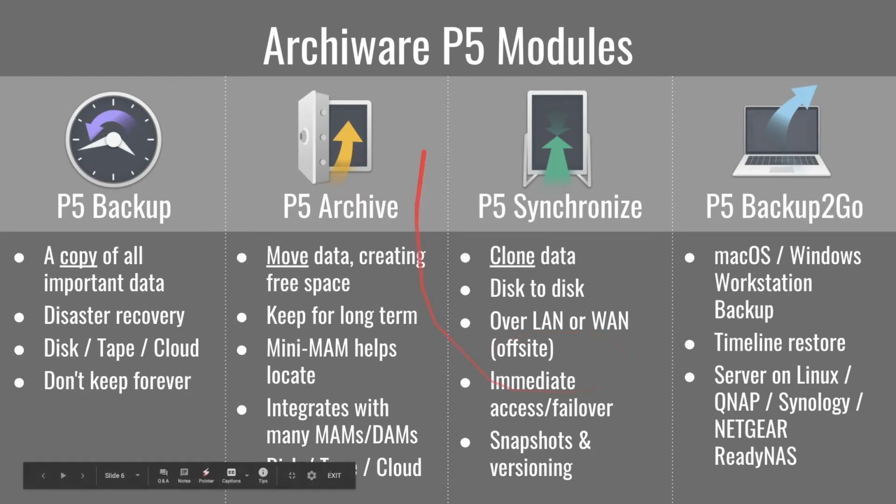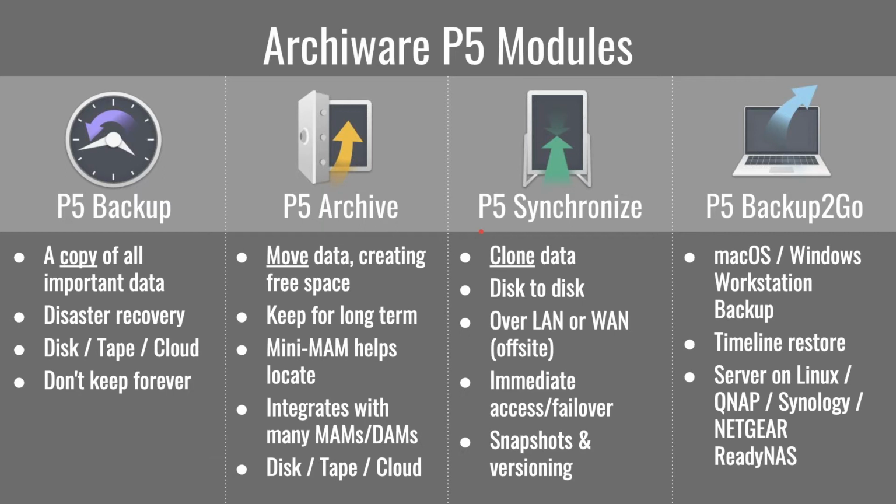So in addition to P5 Archive, we have just briefly P5 Synchronize, which is a cloning or replication tool which can pick up data from one host and storage and make a copy of that data to another place, maybe a server located at a different location over the IP network. It can create snapshots and versions and basically gives you a disk-to-disk copy of important data so that it can be used as a backup effectively. Backup to Go on the far right is a workstation backup product that can back up multiple Mac and Windows machines back to a central backup server over the IP network. So this is our suite of data management products.